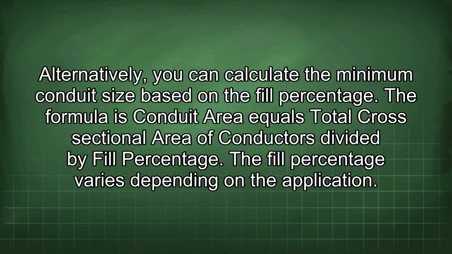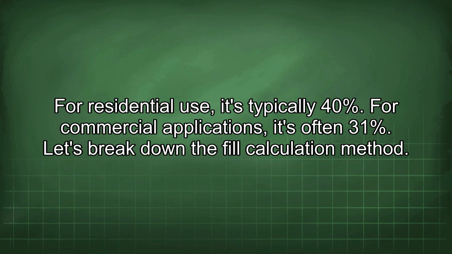Alternatively, you can calculate the minimum conduit size based on the fill percentage. The formula is conduit area equals total cross-sectional area of conductors divided by fill percentage. The fill percentage varies depending on the application. For residential use, it's typically 40%. For commercial applications, it's often 31%. Let's break down the fill calculation method.